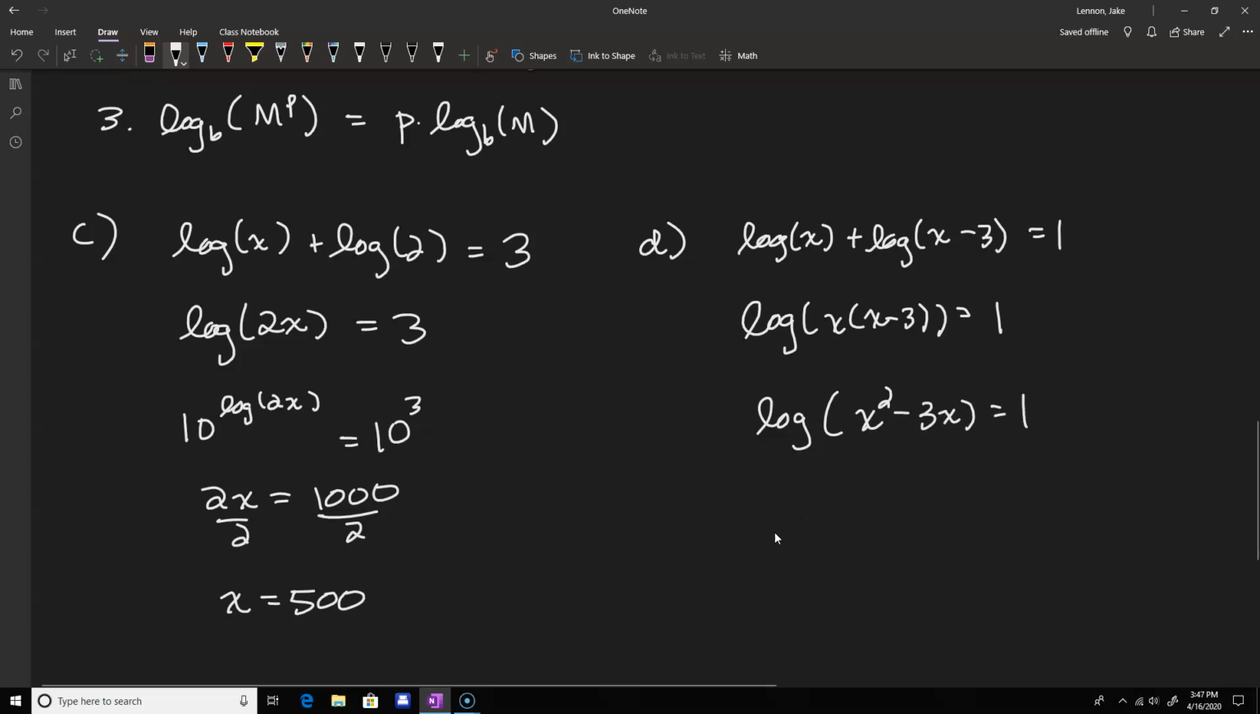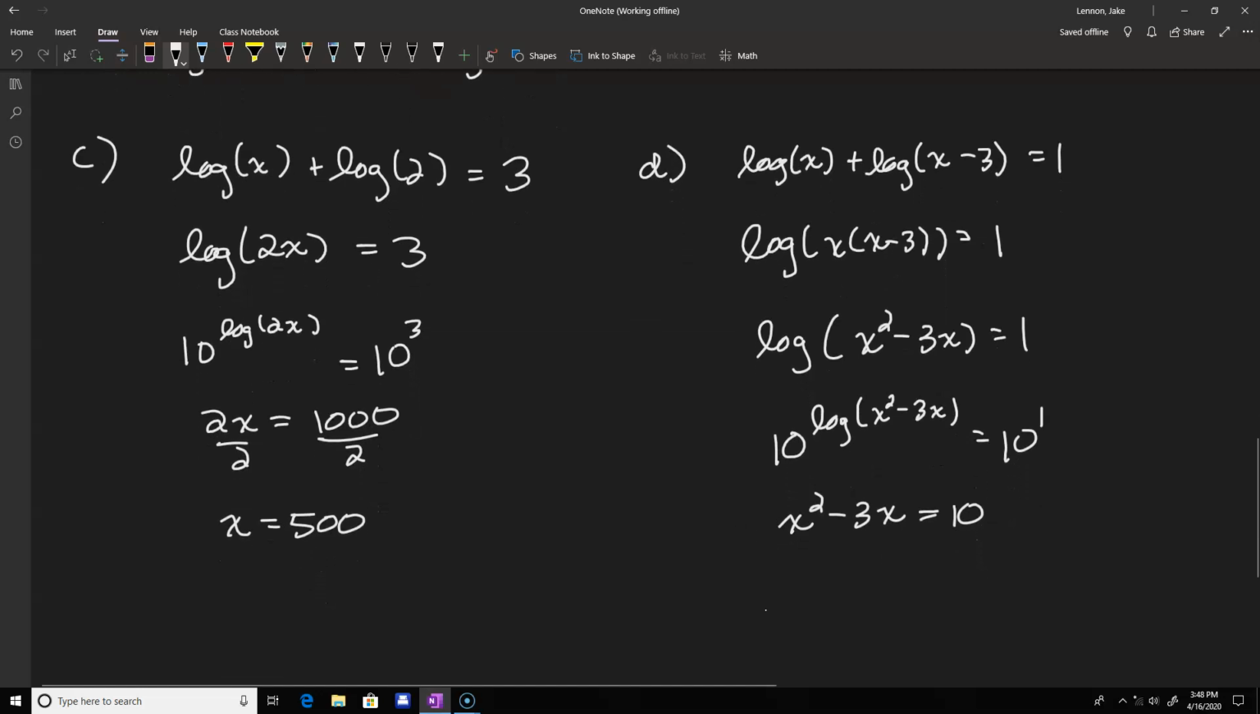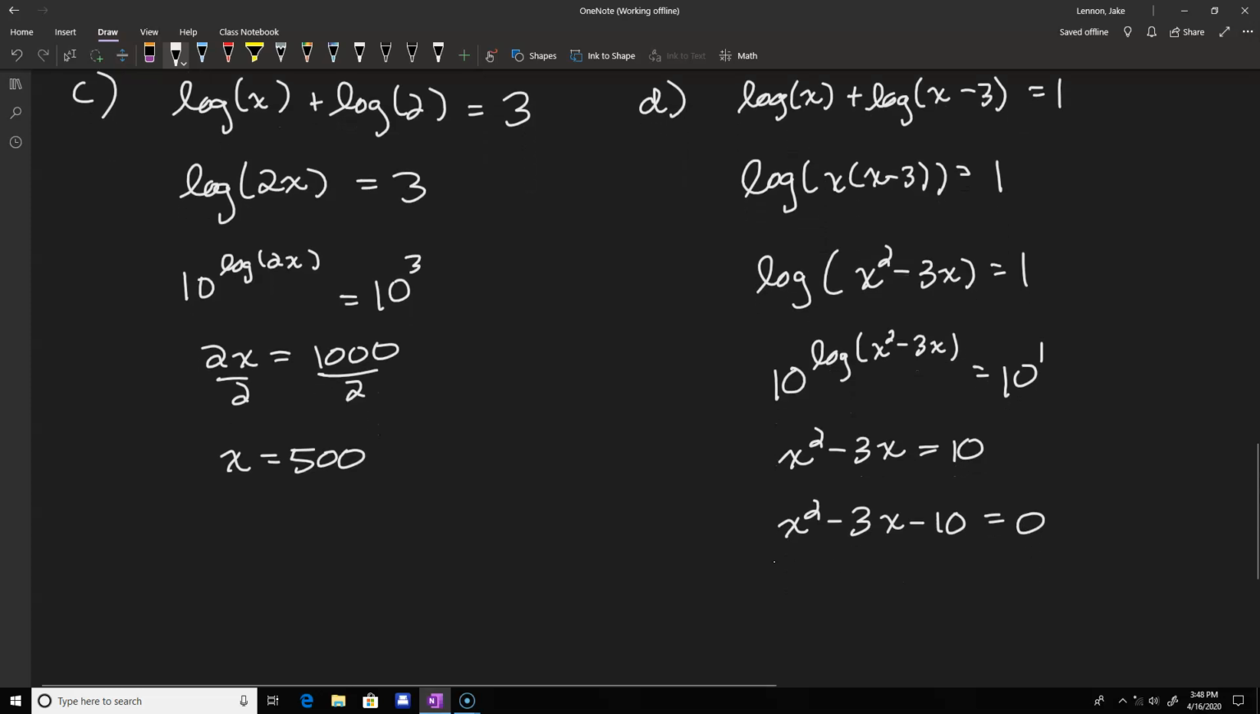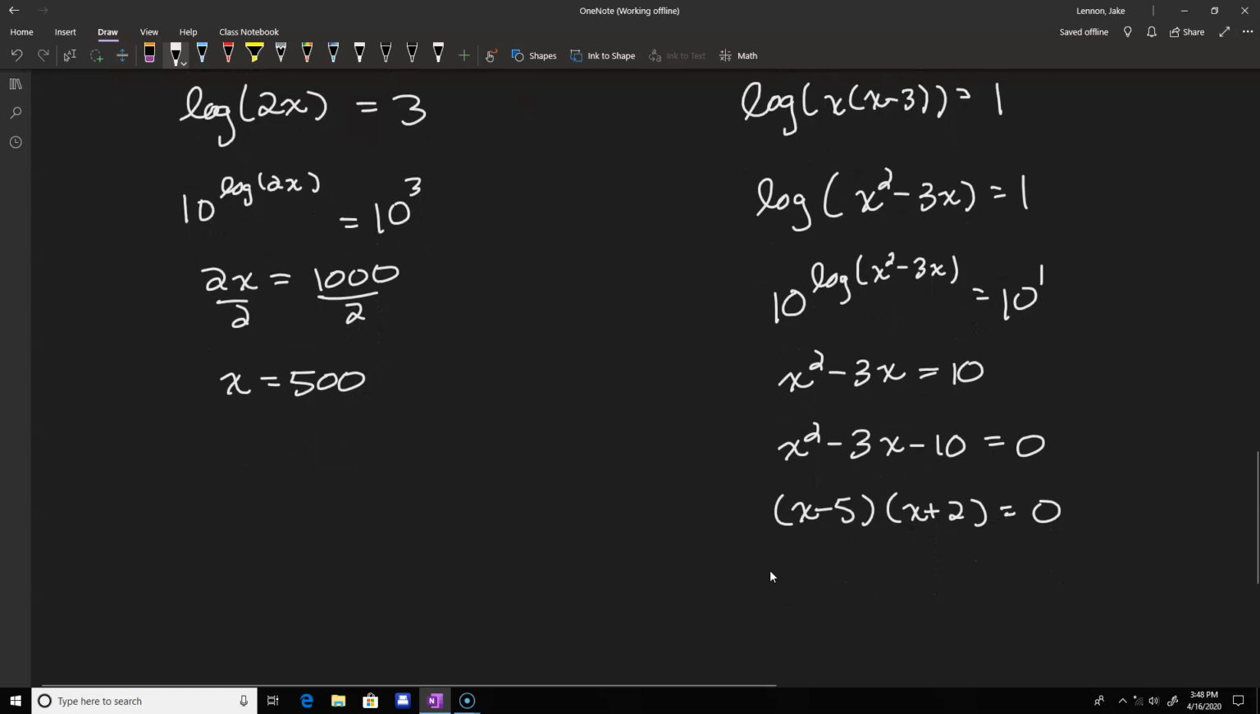And now to get rid of the logs, we can exponentiate both sides with base 10. So we have x squared minus 3x equals 10. And so this is a quadratic equation. So we want to subtract 10 from both sides. So we have x squared minus 3x minus 10 equals 0. So then this translates to x minus 5 times x plus 2. So we have 2 solutions here, x equals positive 5 or x equals negative 2.